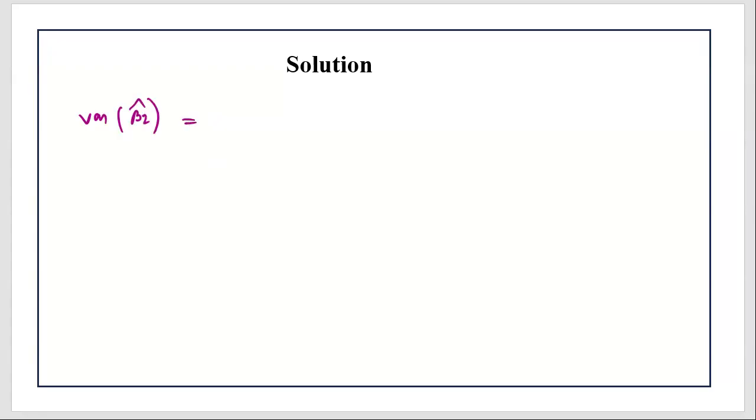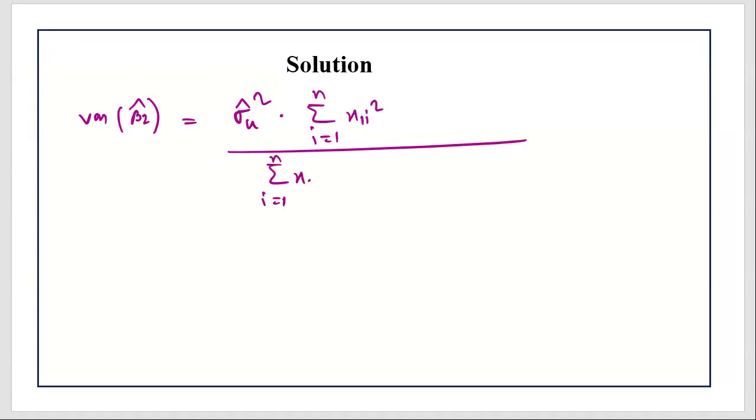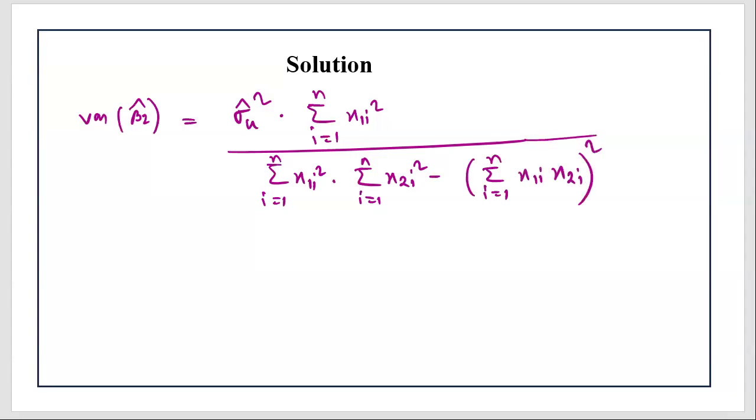The variance of beta 2 cap in the MLRM setup will look something like this: sigma u cap square, the error variance, into summation i from 1 to n x1i square, upon summation i from 1 to n x1i square, summation i from 1 to n x2i square, minus summation i from 1 to n x1i x2i, and a whole square. When I go into the matrix notation, I'll again explain how to get this formula. I have already derived this before.